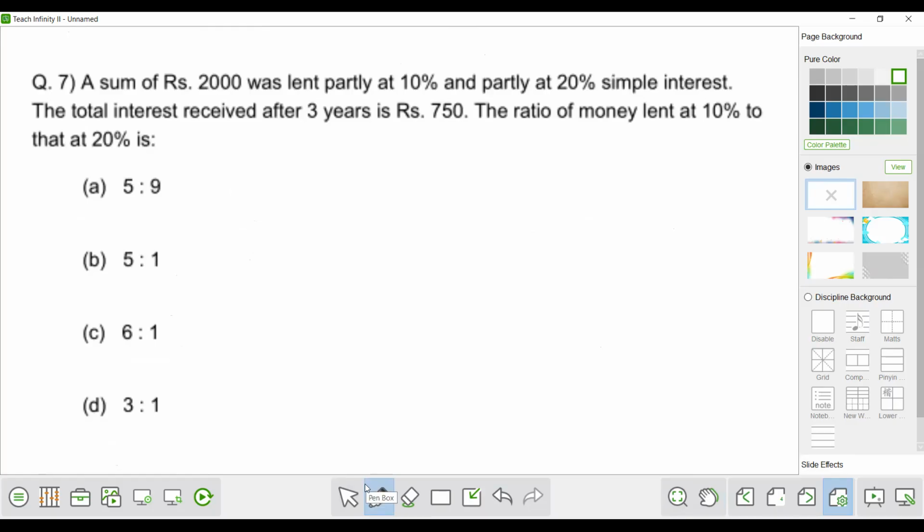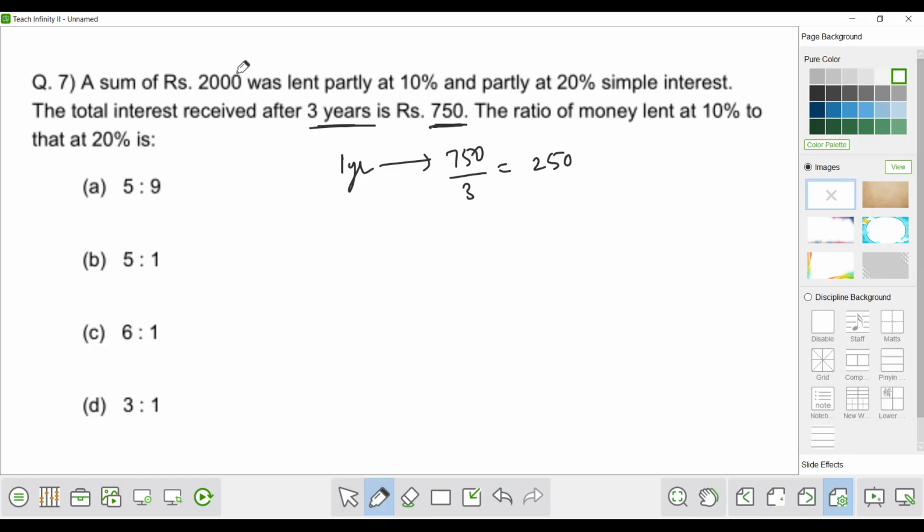A sum of rupees 2000 was lent partly at 10% and partly at 20% simple interest. The total interest received after 3 years is 750. So what is the interest for 1 year? This is 750 by 3. This is 250.